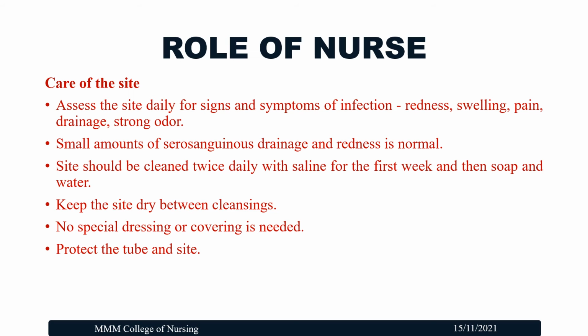Next, we're going to be looking at the role of the nurse. In care of the site, assess the site daily for signs and symptoms of infection such as redness, swelling, pain, drainage and strong odor. A small amount of serosanguinous drainage and redness is normal. The site should be cleaned twice daily with saline for the first week, and then soap and water can be used. Keep the site dry between cleansings. Once the first week is over, no special dressing or covering is needed. Inform the patient to protect the tube and site.